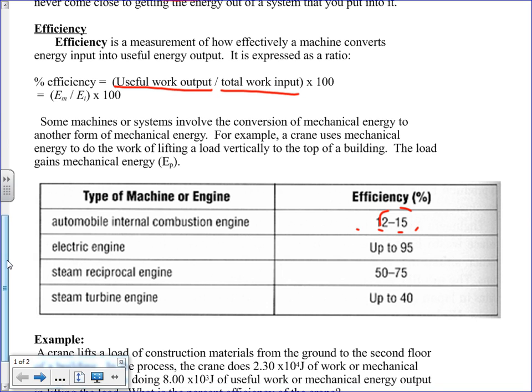All right. So your steam engines, a steam reciprocal engine, 50 to 75%, steam turbine engines up to 40%. Again, anything that's got moving parts has got friction, but they're still relatively efficient. If you're looking at a nuclear-powered submarine, the nuclear reactor produces what? Electricity. A nuclear reactor is exactly like a steam engine, exactly like a coal-fired power plant after the actual heat-producing part.